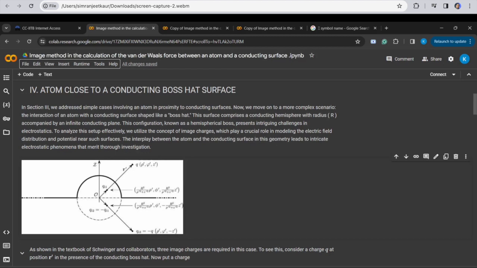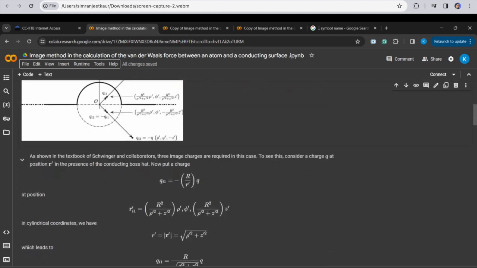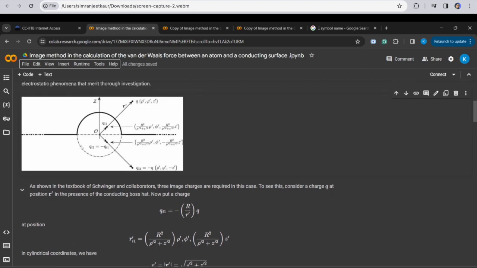This surface is comprised of a conducting hemisphere with radius R, accompanied by an infinite conducting plane. This configuration is also called a hemispherical boss. To analyze this setup effectively, we'll utilize the concept of image charge. Three image charges are required in this case. You can see that this is the boss head.